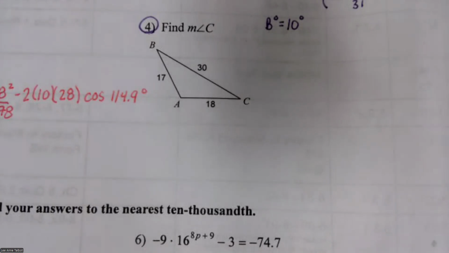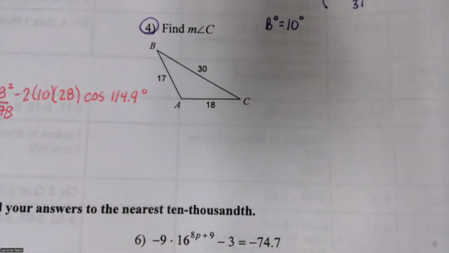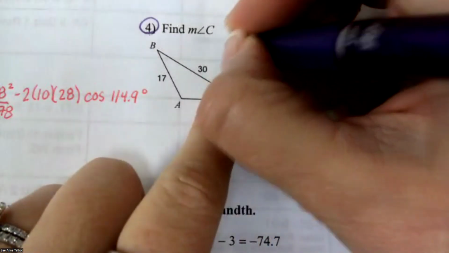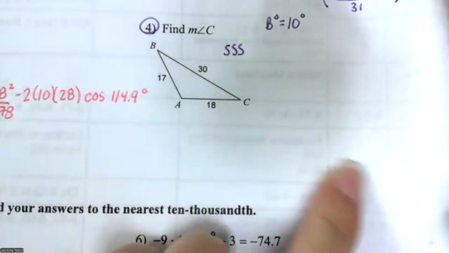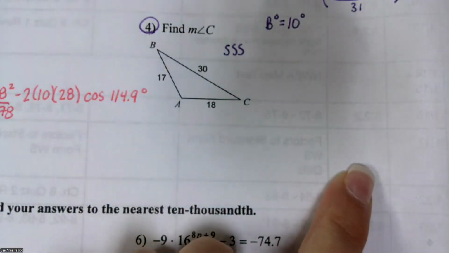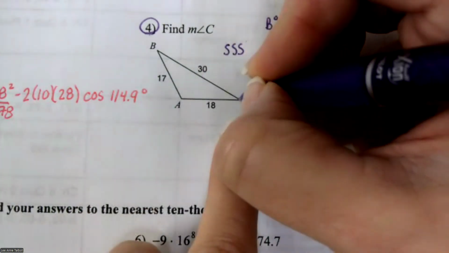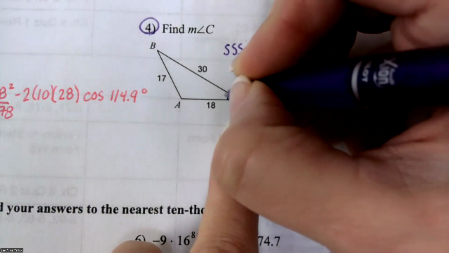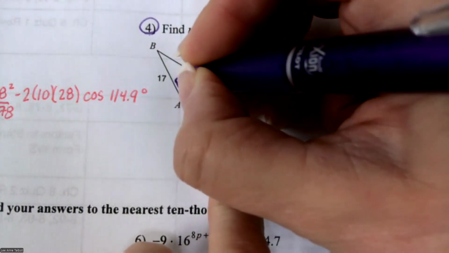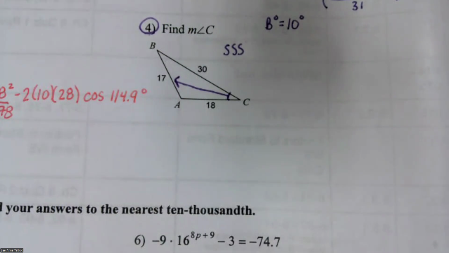Okay, number 4. What's this one? Stare at the middle table next to you. Side, side, side. Thank you, dear. Side, side, side is law of cosines. Okay, now it says it wants measure of angle C. So I'm going to mark that and make my arrow across. So that helps me remember to start with the 17.